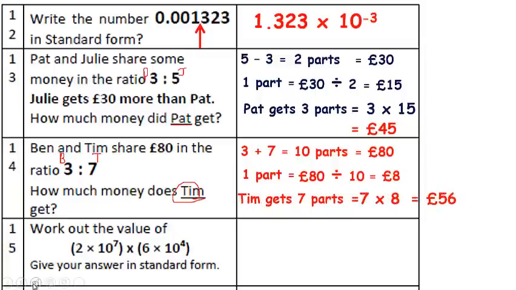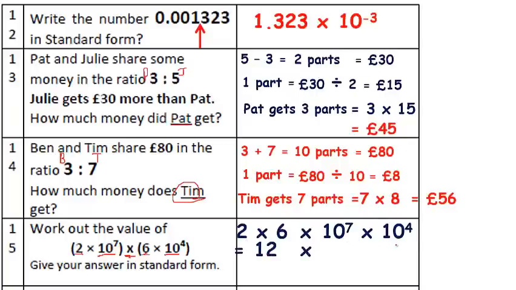All right. This next question is really essential that you understand and that you have a good idea about how to do it. Looking at this question here, I'm going to do the number 2 times 6 first, and then I'm going to times it by 10 to the 7 times 10 to the 4. So I'm going to just break up the problem as it is already there. I'm going to do 2 times 6, which is 12, and 10 to the 7 times 10 to the 4, which is 10 to the 11.